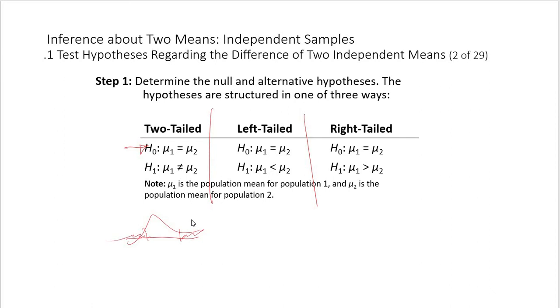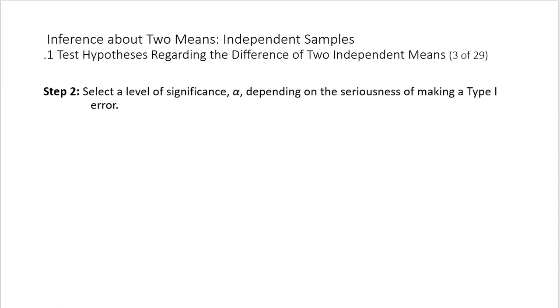And we can have a left-tailed test where the null hypothesis is a statement of equality, while the alternative hypothesis is a statement of inequality using less than. So this is a left-tailed test. And we can have a right-tailed test, which states that the null hypothesis is a statement of equality and the alternative hypothesis is a statement of inequality with mu1 greater than mu2. The next step is selecting the significance level alpha.